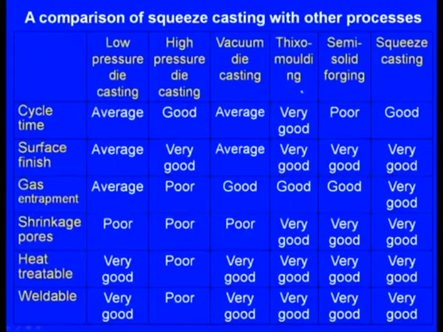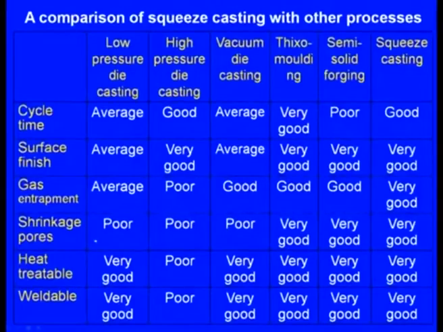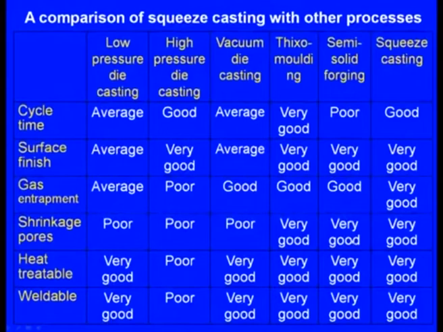In the case of the Thixo molding process, cycle time is very good, surface finish is very good, gas entrapment good, shrinkage pores very good, meaning shrinkage pores will be very few or there may not be any shrinkage pores, that is the meaning. Next one, heat treatability very good and weldability very good. In the case of semi solid forging, cycle time poor, surface finish very good, gas entrapment good, shrinkage pores very good, heat treatability very good and weldability very good.